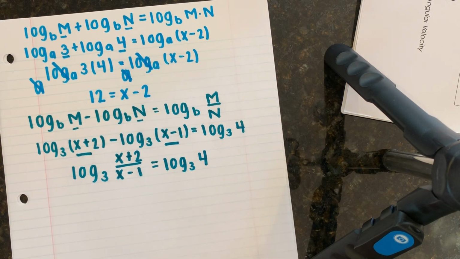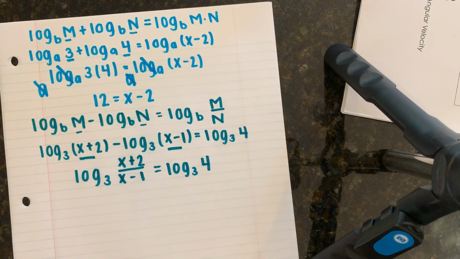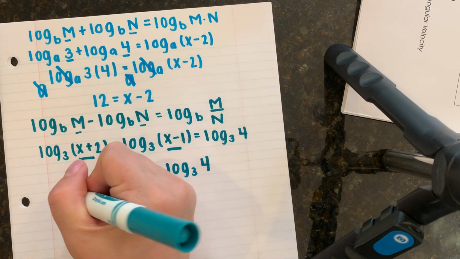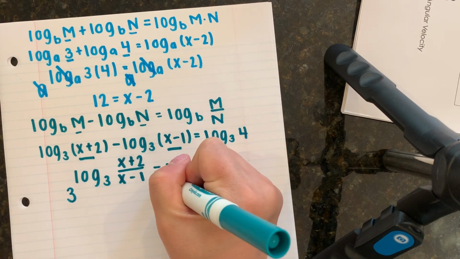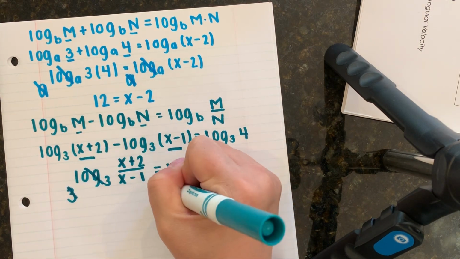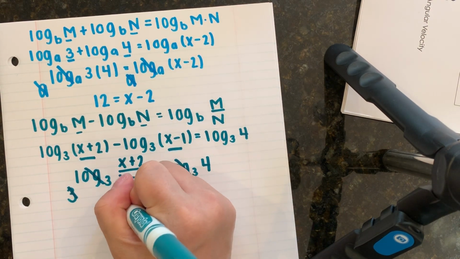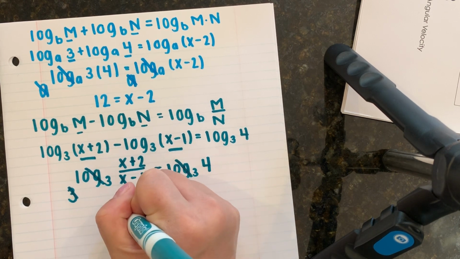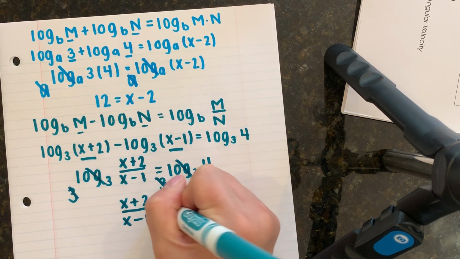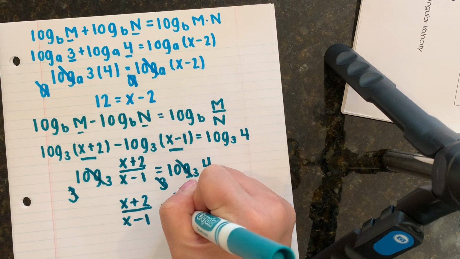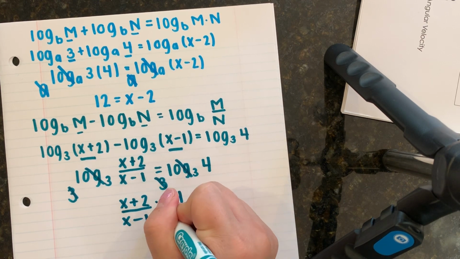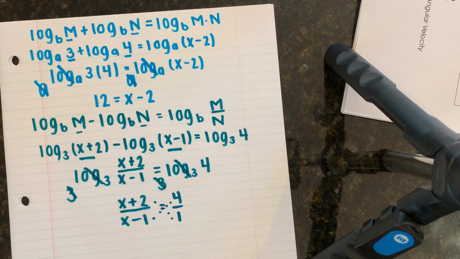Now that I've combined the logs, I only have one log on each side. That's how I know I can get rid of my logs. So I'm raising it to the power of 3, so 3 and log 3 will cancel. And now I have x plus 2 over x minus 1 is equal to 4 over 1. And to solve, you can just cross multiply and then solve for x.